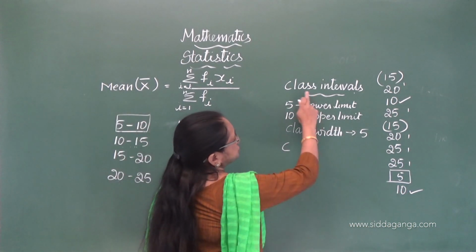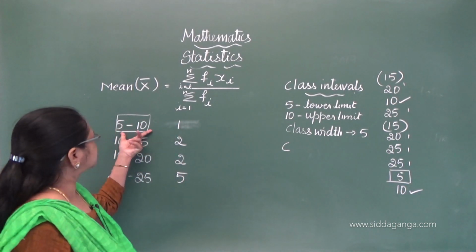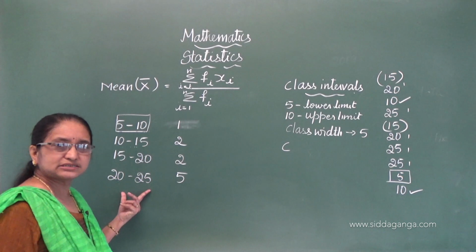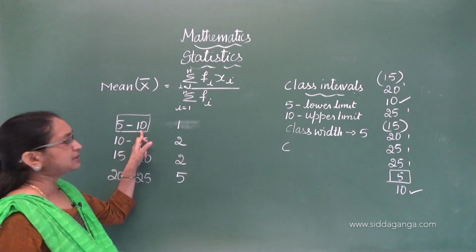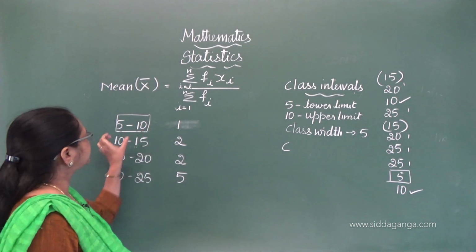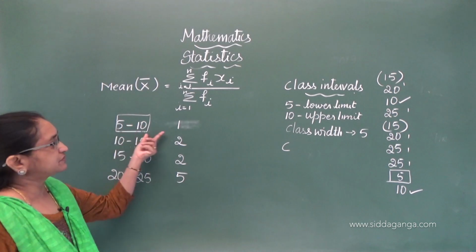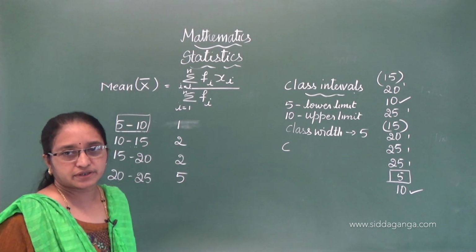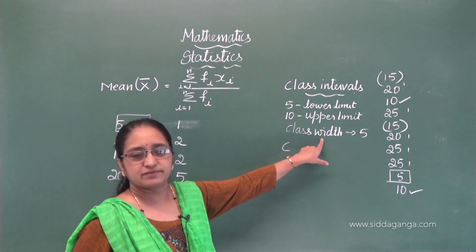I hope you understood the class interval. This is a particular class interval. There are 4 class intervals here, and the lower limit and the upper limit, and the class width, that is the size of the class interval, that is 10 minus 5 is 5. In this particular example, the class width is 5.